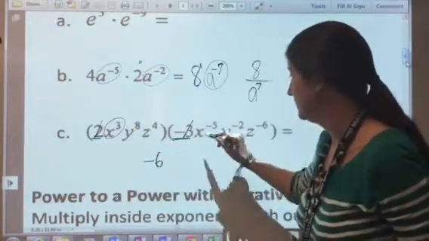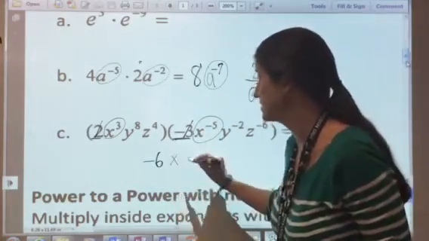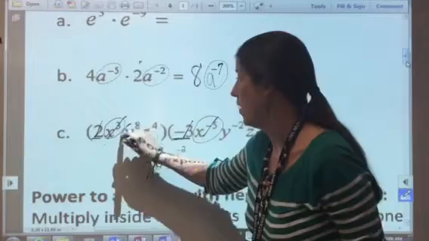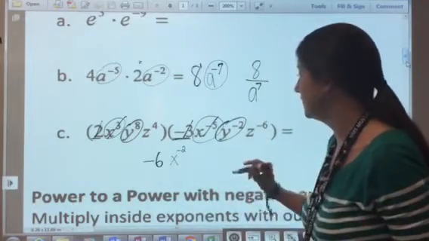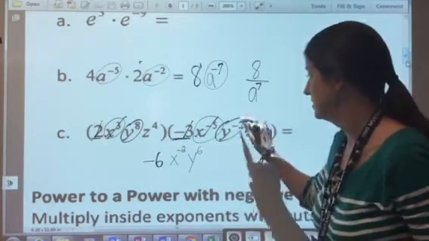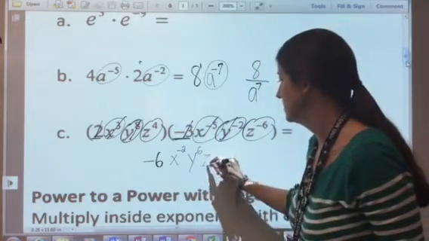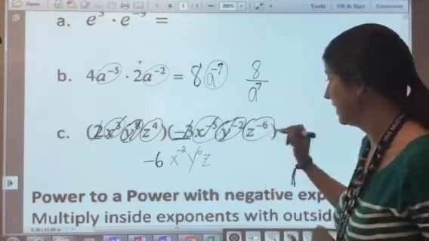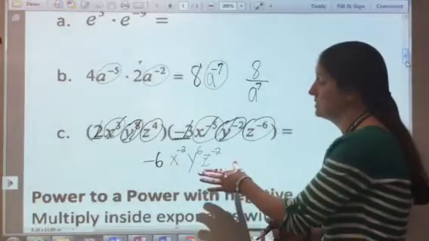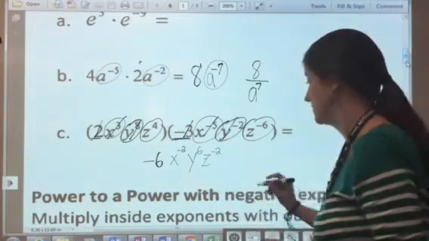X to the 3rd power times x to the negative 5th power. Keep the base, add the exponents, and I get x to the negative 2 power. Y to the 8th power times y to the negative 2 is y to the 8 plus negative 2 is 6. Z to the 4th times z to the negative 6 is z to the 4 plus negative 6, which is negative 2. So the first thing I did was the product of powers property, keep the base, add the exponents. Now I'm going to simplify it so that my answer doesn't have any negative exponents.